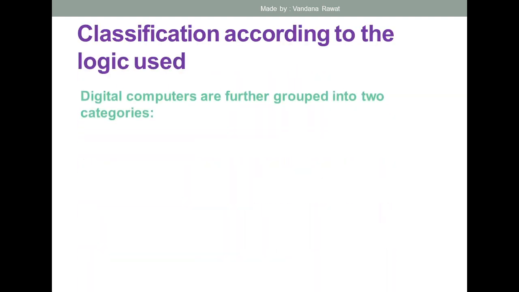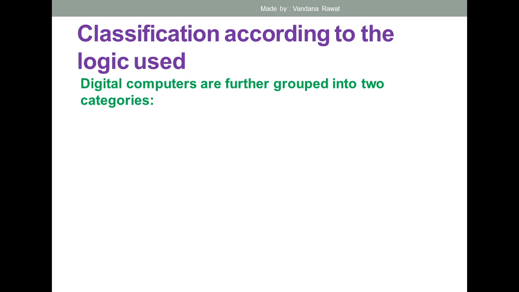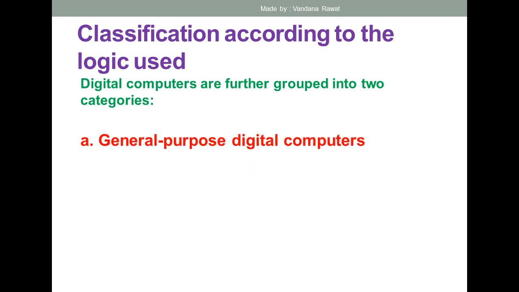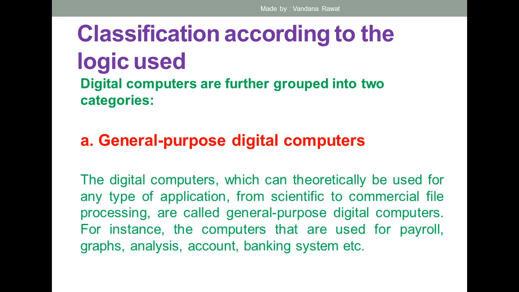Then the next category. In the case of digital computers, we can further group these digital computers into two categories, that is general purpose computer and special purpose computer. The first type is the general purpose digital computer. General purpose digital computers can theoretically be used for any type of application, from scientific up to commercial, or in day-to-day life. So the computers that are used for payroll, graphs, analysis, education, accounting, banking, even personal purposes, come under the general purpose digital computer.